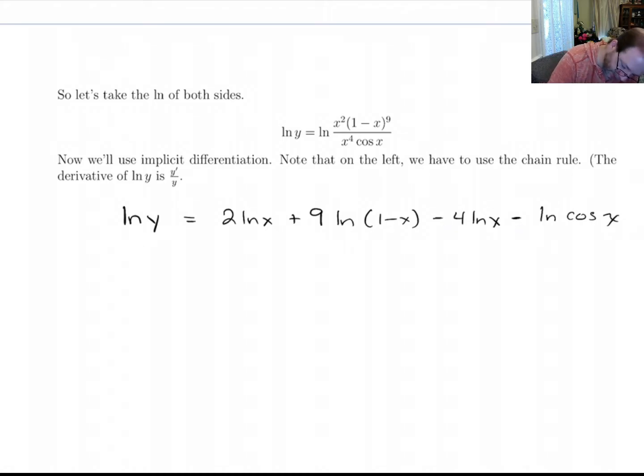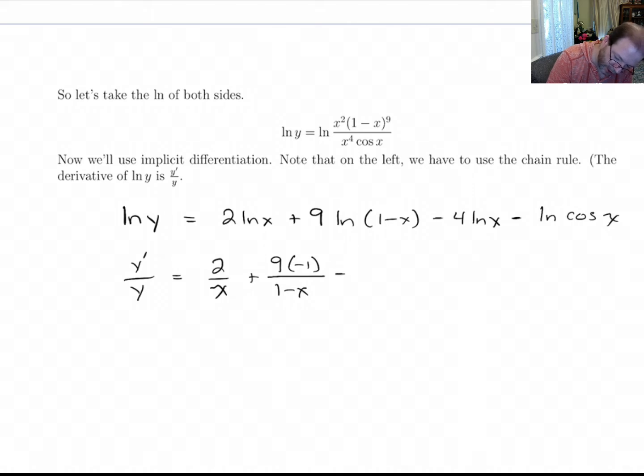Now the derivative of natural log of y goes on bottom, its derivative goes on top. And then the rest of these we've done. 2 over x plus, this is going to be 9 over 1 minus x times its derivative on top. 4 ln x is going to be 4 over x. Then ln of cosine is going to be cosine on bottom. Derivative of cosine is negative sine.